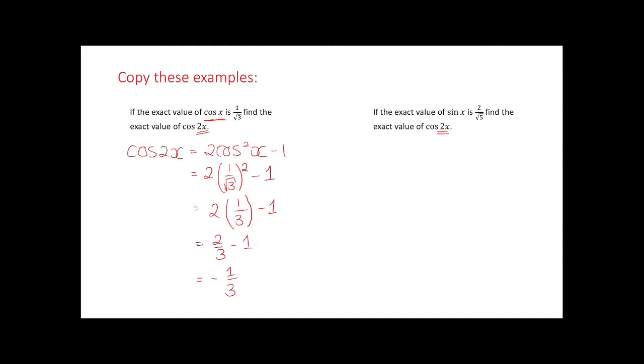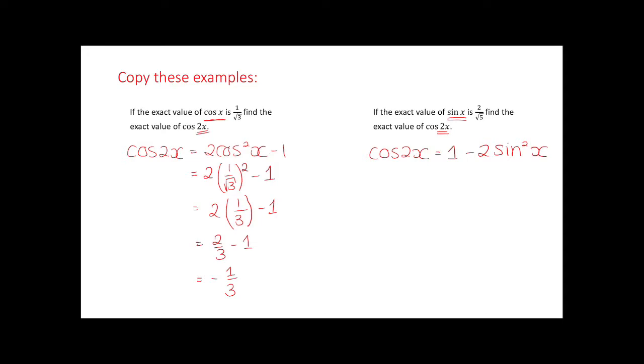In this next example, we're given a sin x. So for this one, it wouldn't make any sense to use the expansion we've just used. There's no reason for you to be using 2 cos squared x minus 1 because this one refers to sin x. Again, cos squared x minus sin squared x wouldn't be a sensible expansion because again we don't know the cos. So in this one, our only sensible expansion would be the one that involves sin only. So 1 minus 2 sin squared x.